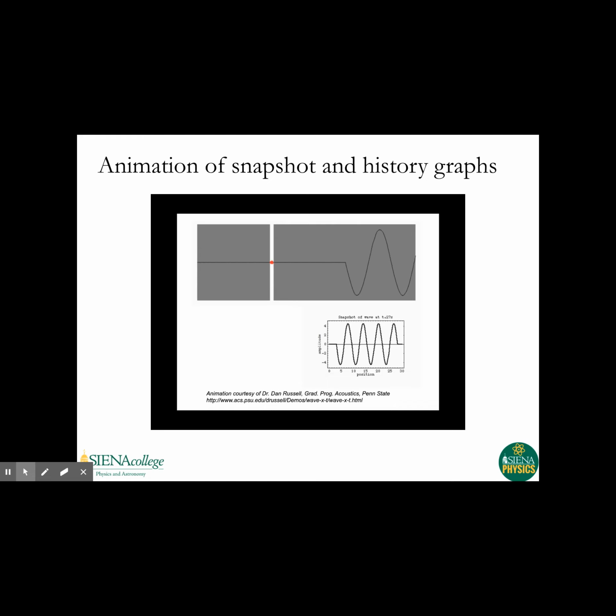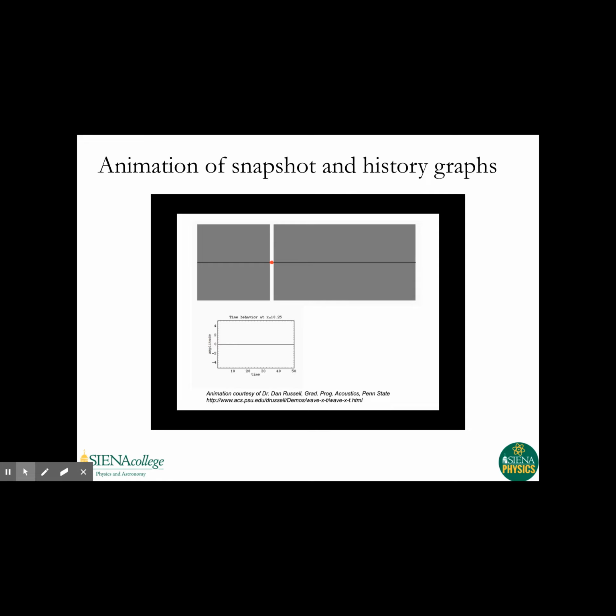The wave moves to the side, and at t equals 27 seconds in this simulation, a picture of that graph is taken, and it's just exactly what it looks like with its position and everything at that time. The history graph is a little more confusing. So the history graph is what is happening at a single point over time.